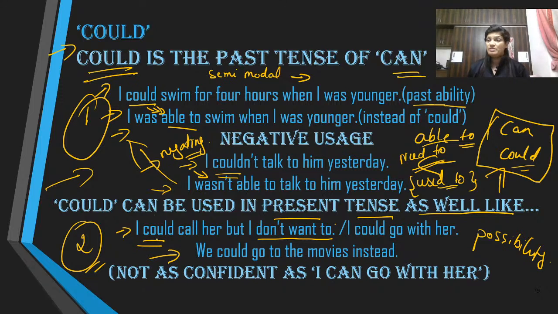I hope this is clear with the usage of I could beat my competitors. Is I could beat my competitors a present usage or a past usage, are you saying? We could go to the movies instead. Again, we are talking about a suggestion. This could be a suggestion, and this could also be a possibility. It is not as confident as I can go with her. If you say I can go with her, you speak with a little bit of confidence, and when you say we could, there is a little bit less confidence.